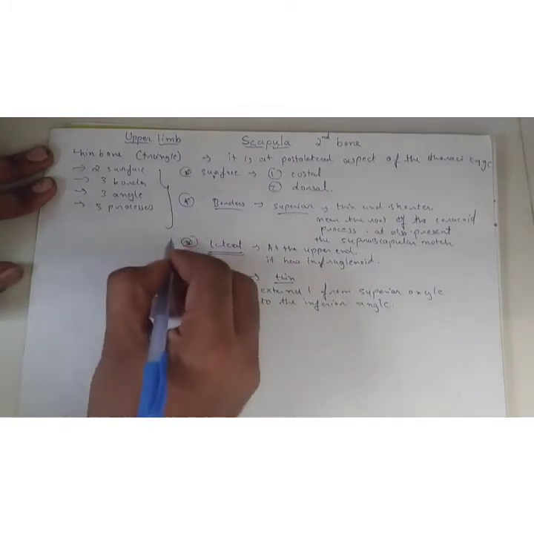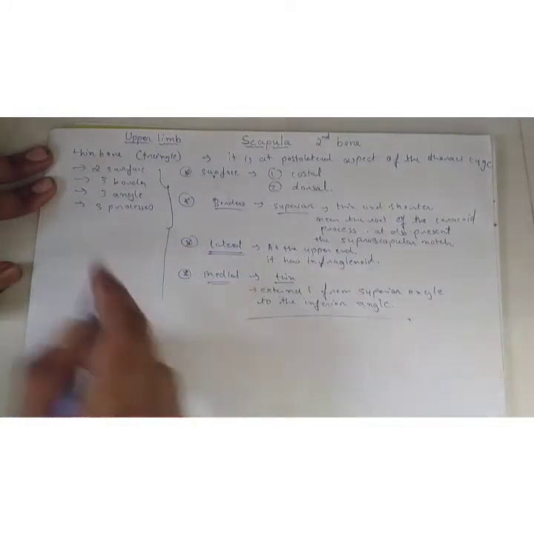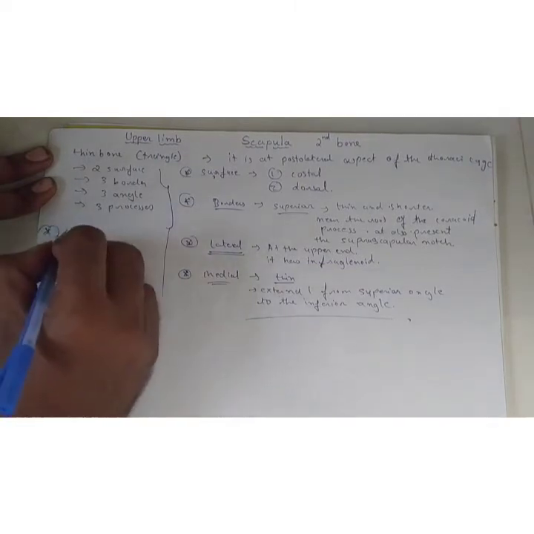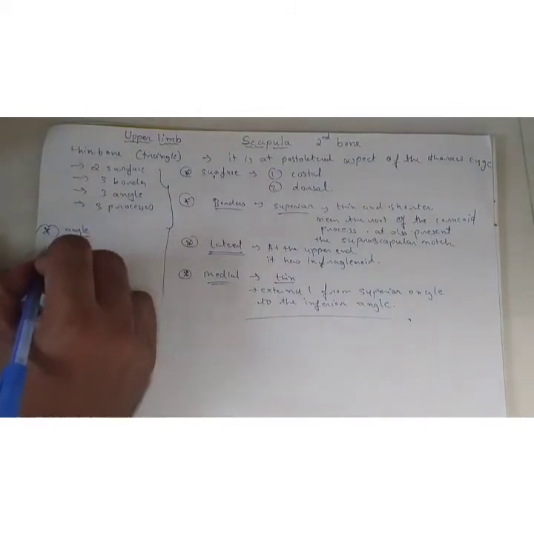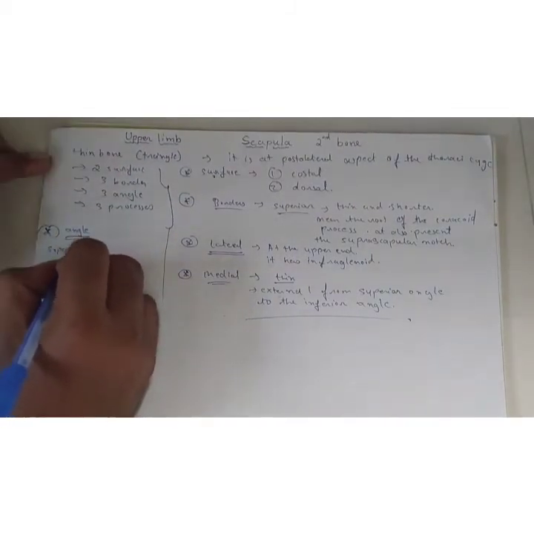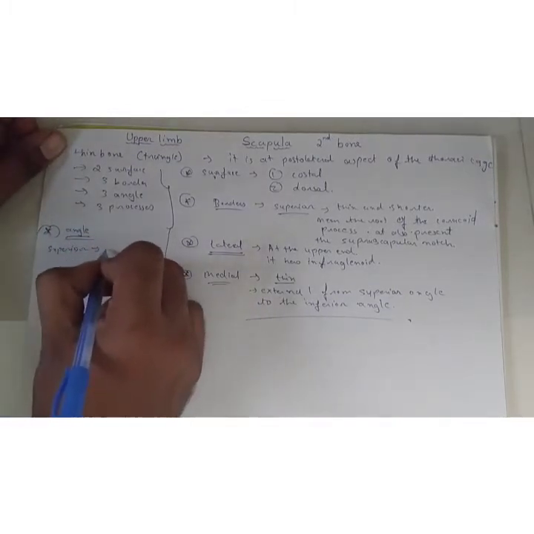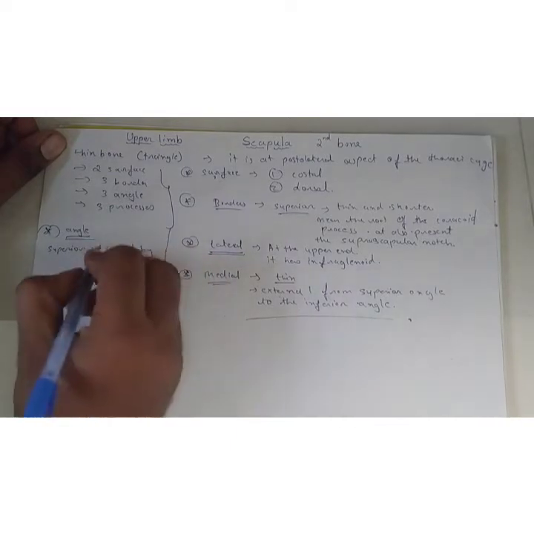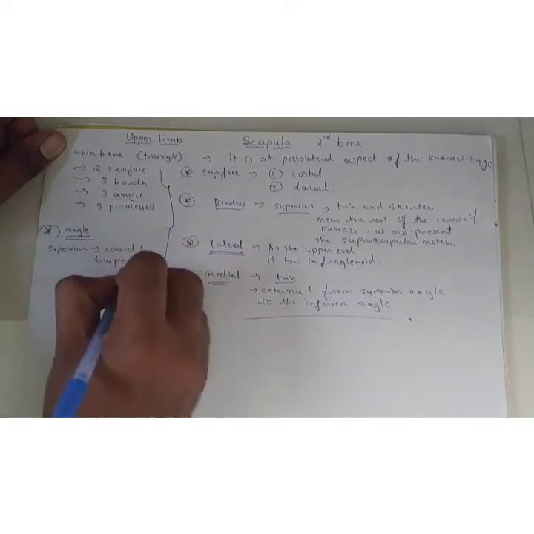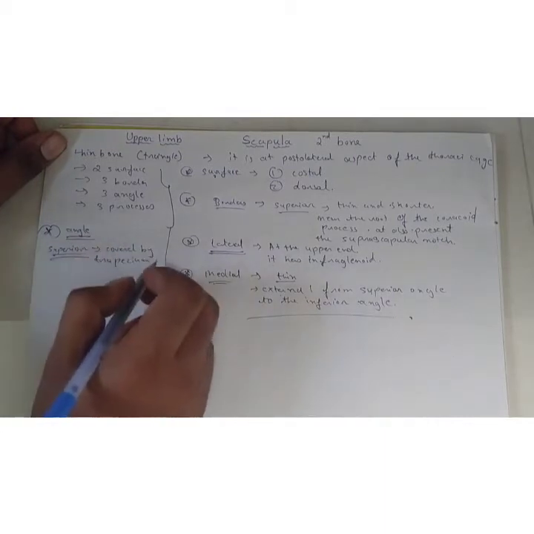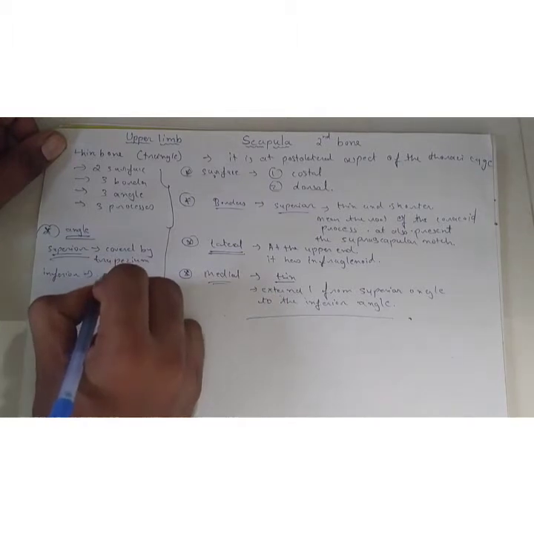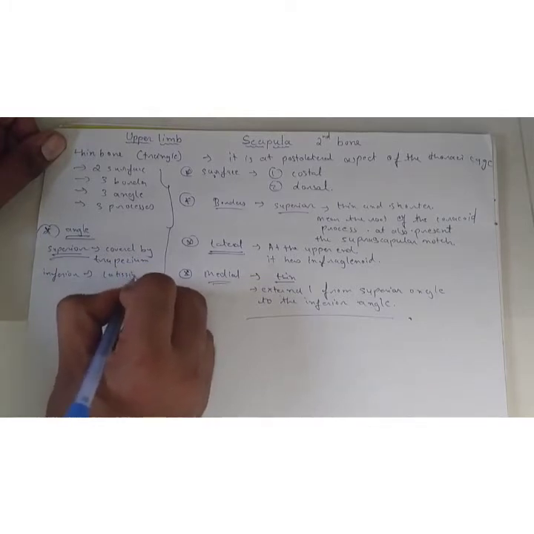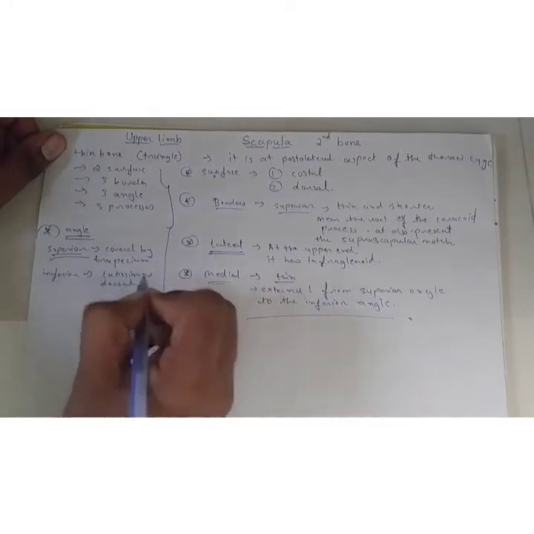This was about borders. Now come the angles. The angles are also three. Superior angle is covered by the trapezius. Inferior angle is covered by latissimus dorsi, which is a muscle.